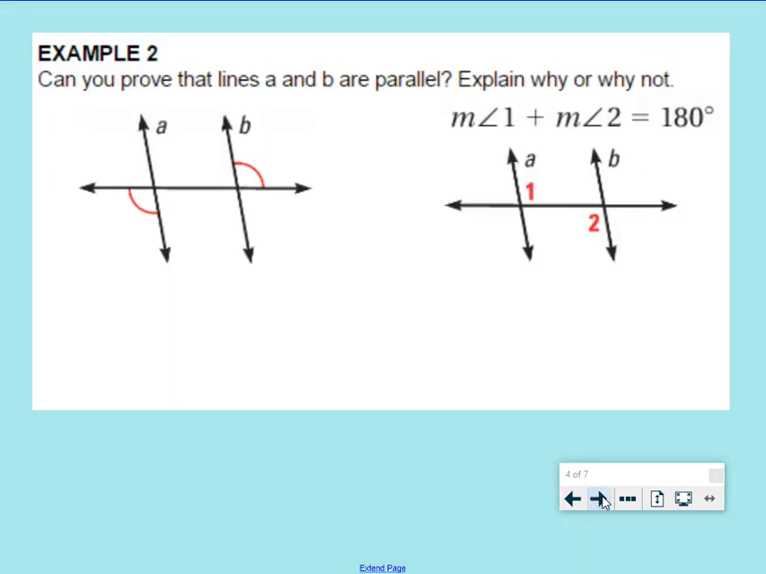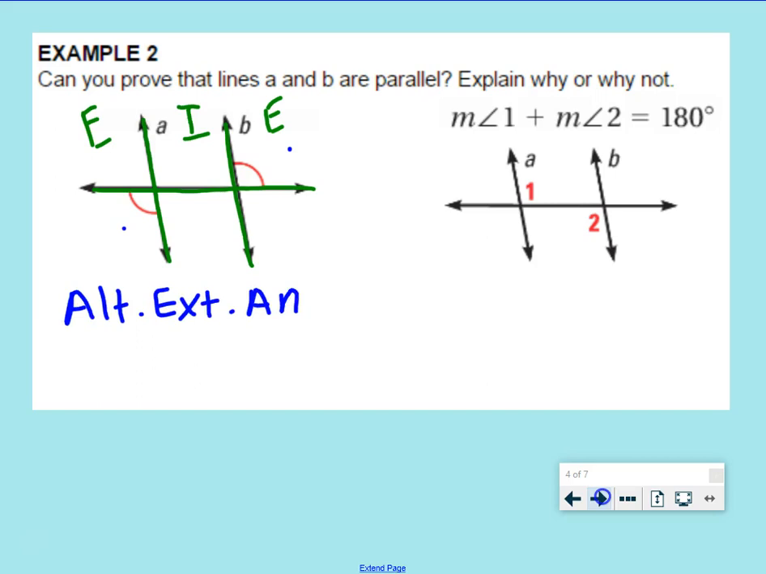Can you prove that lines A and B are parallel? Explain why or why not. If we look at the first example, lines A and B are being cut by this transversal. We have our interior, our exterior. We have bottom and top, so alternate exterior angles. Since we know that our alternate exterior angles are congruent by these markings here, we can use the alternate exterior angles converse to prove that the two lines are parallel.